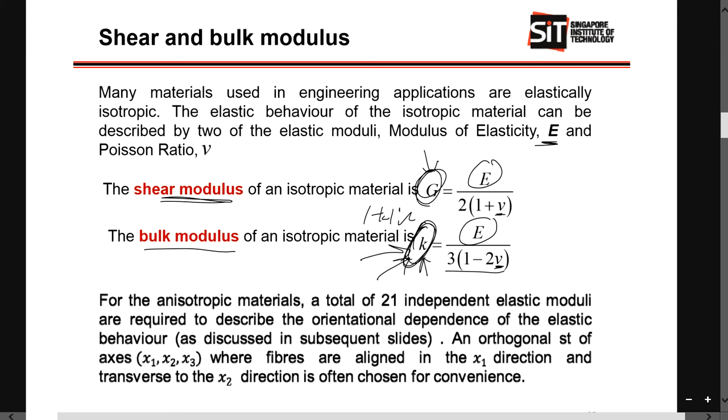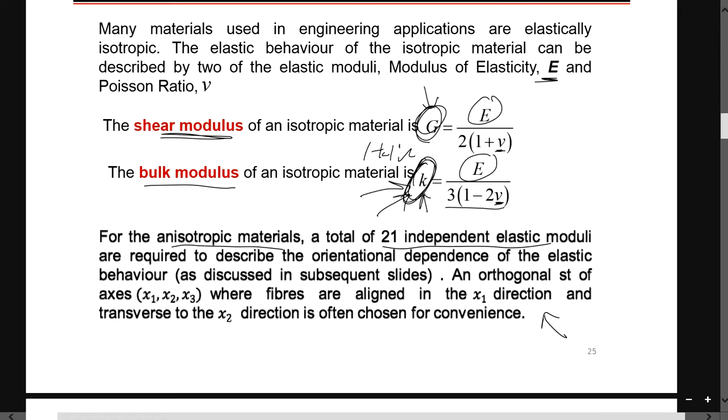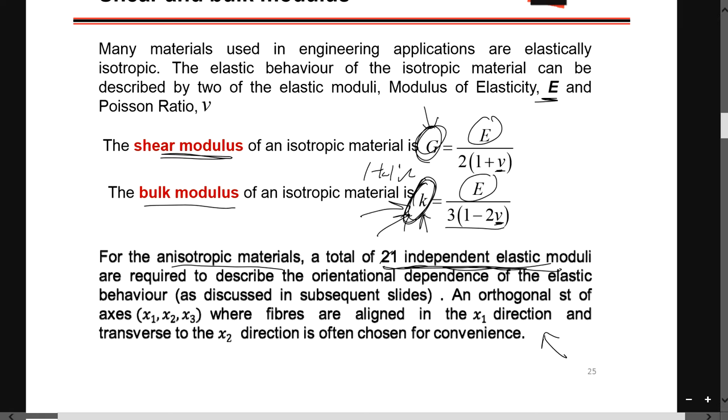And then for the anisotropic materials, these are the independent moduli for you to use. You need to read it up yourself, at least you get a feel of it. So you may wonder, what are the 21 independent elastic moduli? And I believe it's actually not 21, but rather 12 independent elastic moduli.